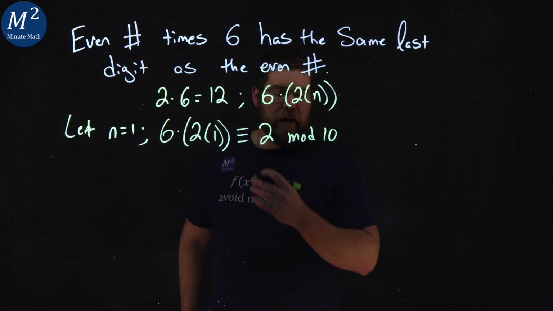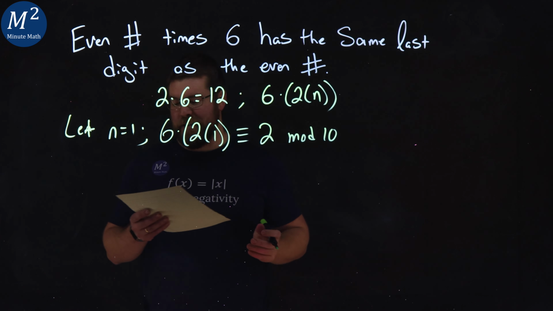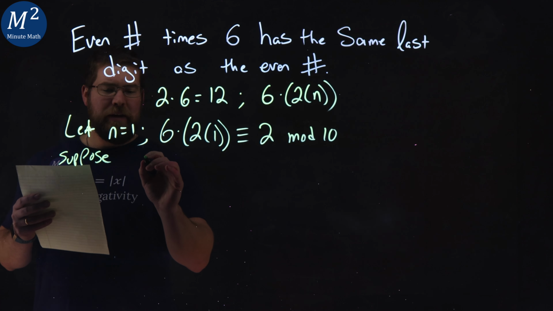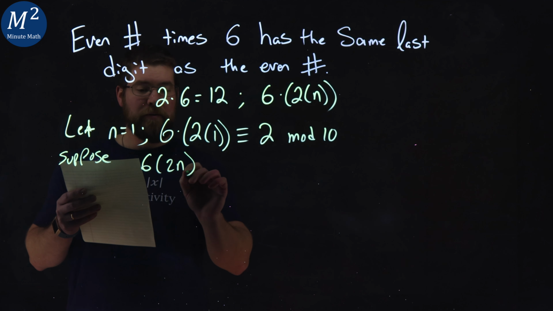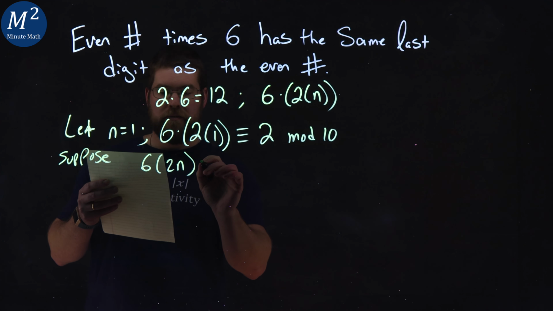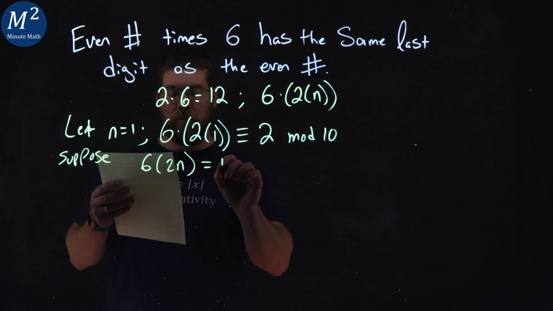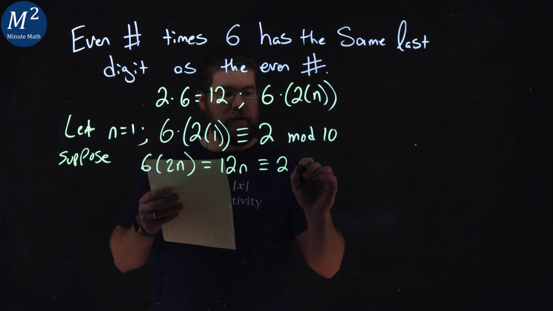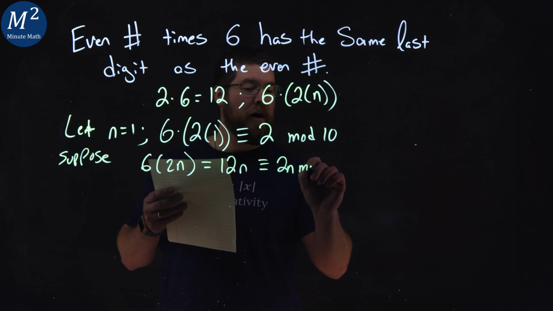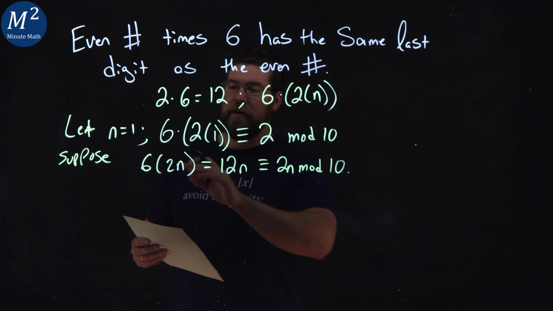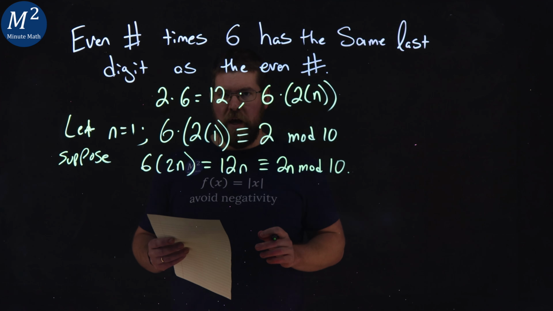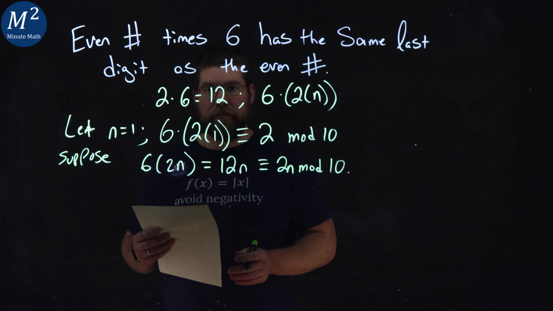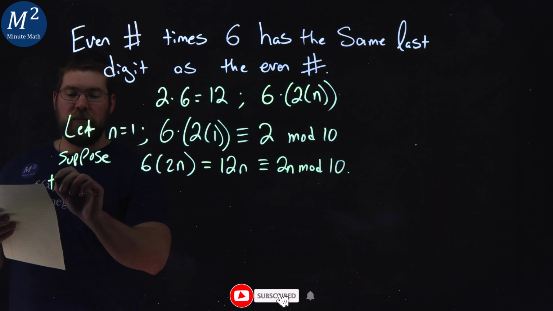So let's make an assumption. I'm going to use my notes here because I don't have this memorized. Suppose we have 6 times 2n, and that's equal to 12n, and that's equivalent to 2n mod 10. So we're going to suppose this is true. We're going to see what happens in the next case, and we can show that it brings us back to our first case.